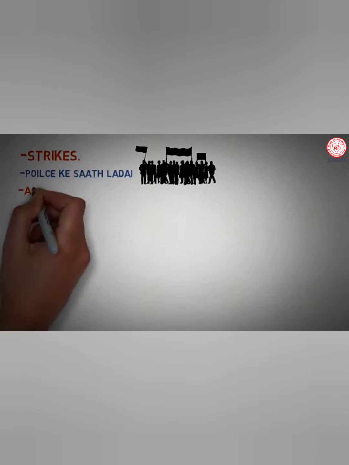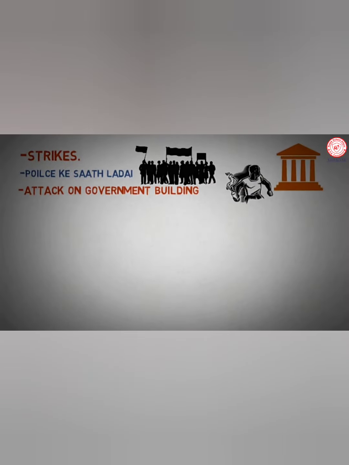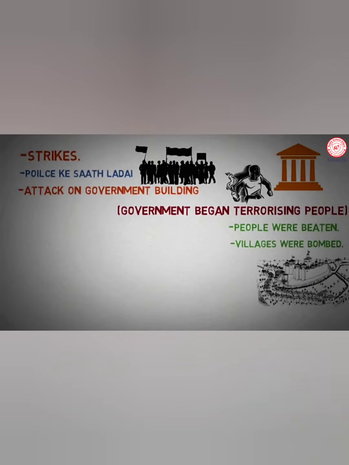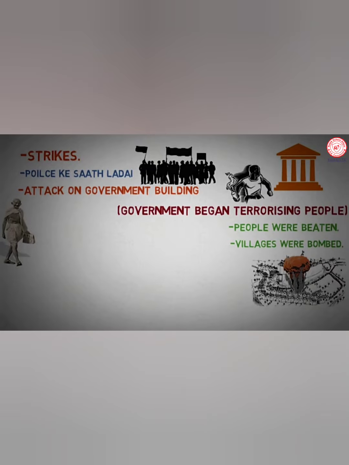When the news of this massacre spread, people in North India became more furious and went on strikes and also attacked government buildings. The British government began terrorizing people and villages were bombed. After seeing the violent clashes, Gandhiji called off the movement.